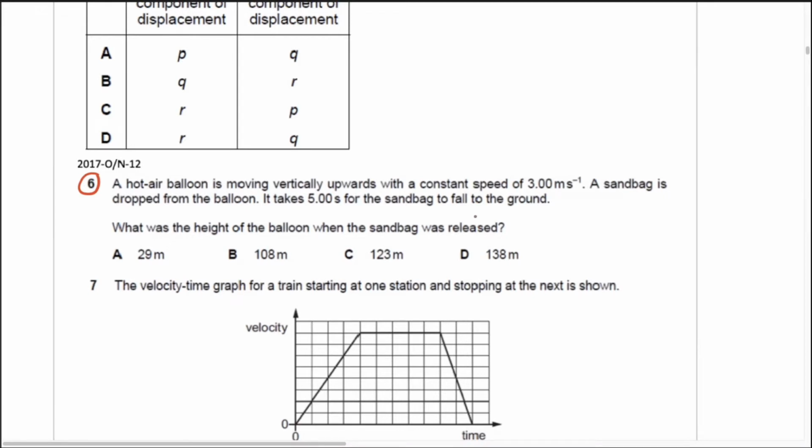Okay, so that means they want us to find the height, the S. They ask for the S. A sandbag is dropped from the balloon, so that means this is free fall. If it's free fall, then of course we use A equal to 9.81. So the question is, do we need negative or no need?